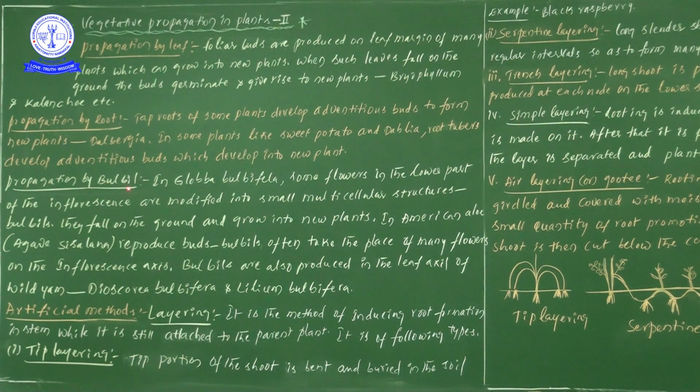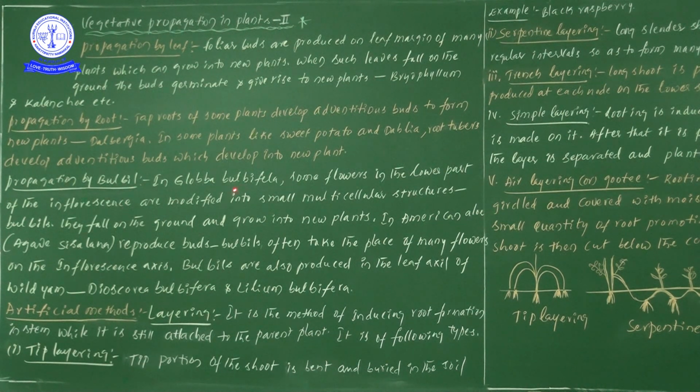The bulbil is also an important structure which helps in vegetative propagation. Actually, this particular thing we will study under aerial stem modifications, but in some other books they have categorized it separately. That's why I am giving this information separately.